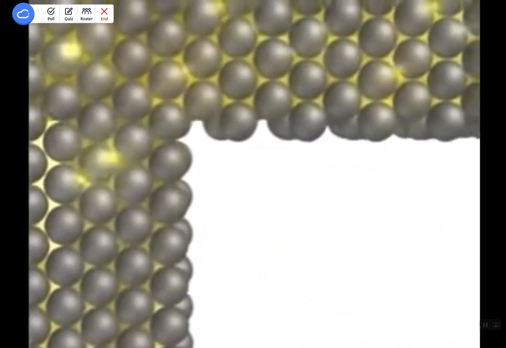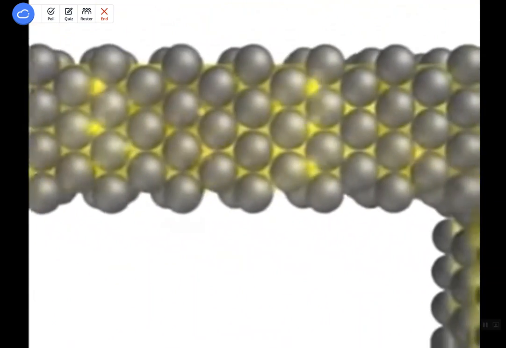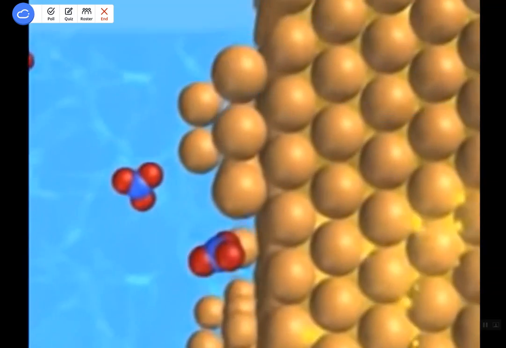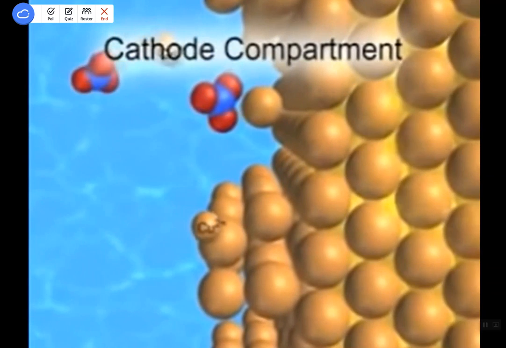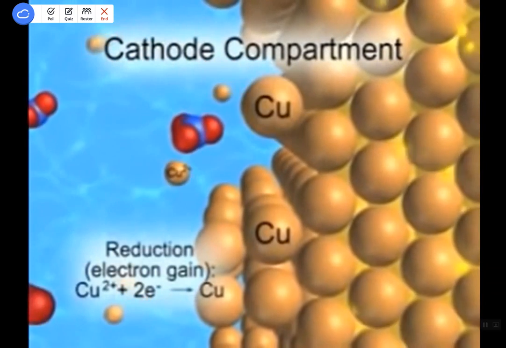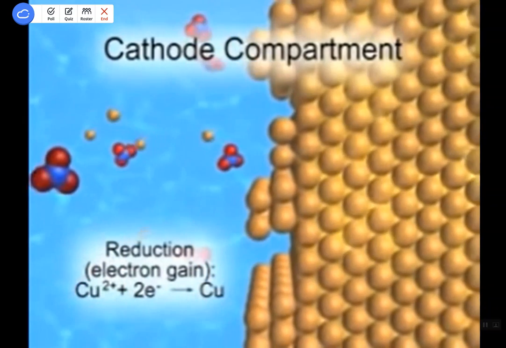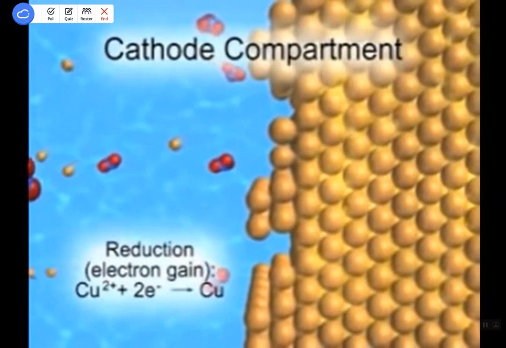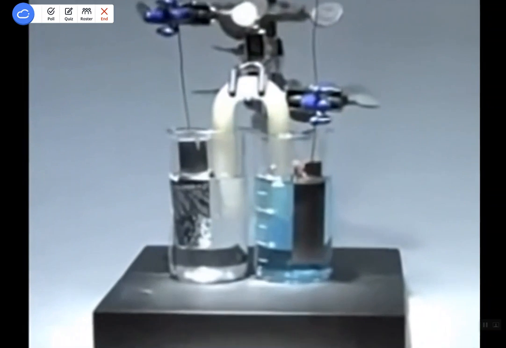They travel through the wire and flow into the cathode, the site of reduction. When a copper 2 ion in the cathode solution makes contact with the copper electrode, it gains 2 electrons and is reduced to a copper atom, which deposits on the bar. Therefore, as the cell runs, the zinc anode becomes lighter and the copper cathode heavier. Now let's close in to see the role of the salt bridge.